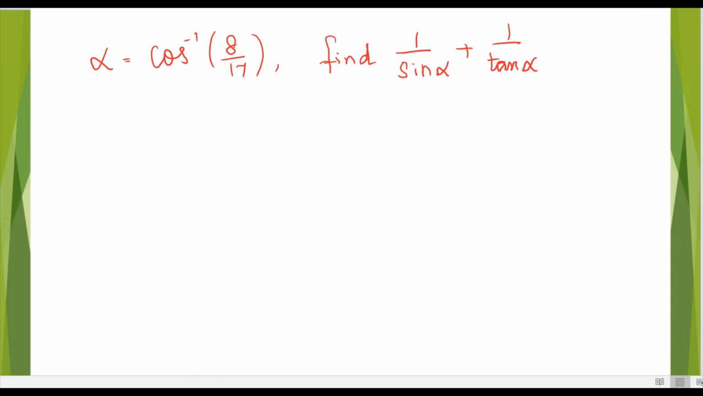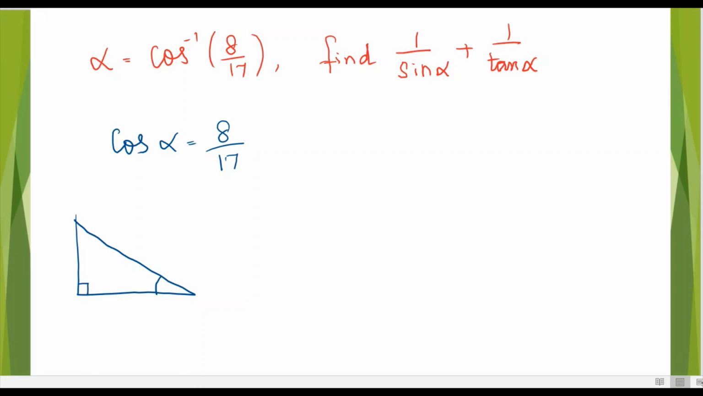So the next question is alpha value is given. Alpha is equal to cos inverse of 8/17. Find 1 over sine alpha plus 1 over tan alpha. So alpha is equal to cos inverse of 8/17 can be written as cos alpha equal to 8/17. We know cos alpha equal to 8/17. How to find sine alpha and tan alpha? Okay. First, let us draw a right angle triangle.